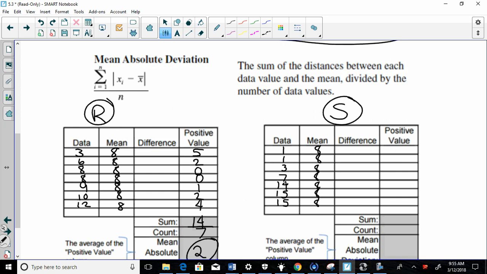Now you're doing the same thing over here. For this one, the mean. So both of their means end up being 8.